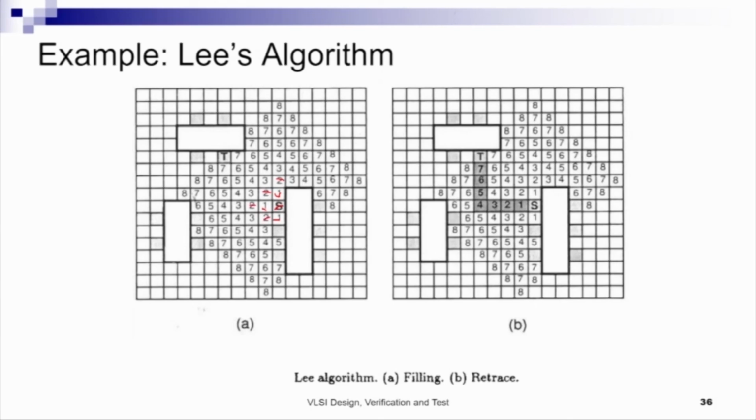Likewise, we go on propagating a wave, and at each level I, we label cells with the number I to denote that these cells are at Manhattan distance I from the source S. We go on doing this until the target is found. For this case, our target is at this position, and we see that it is found in the 8th step. After 7 we come to 8, so it is at a distance 8 from the source.